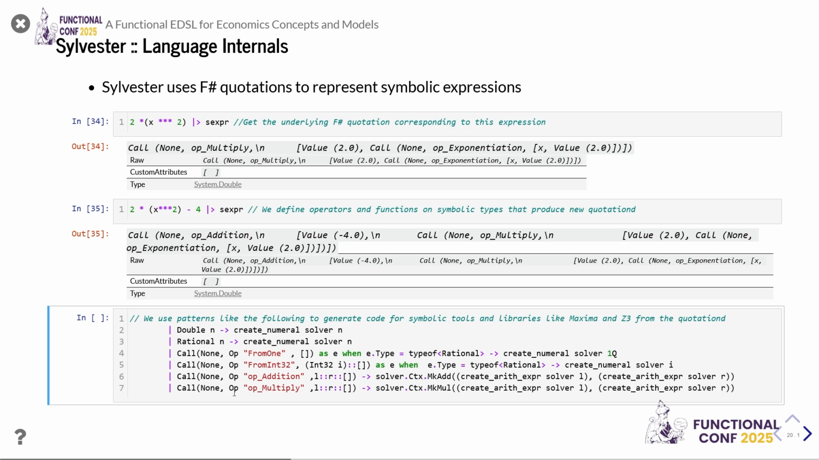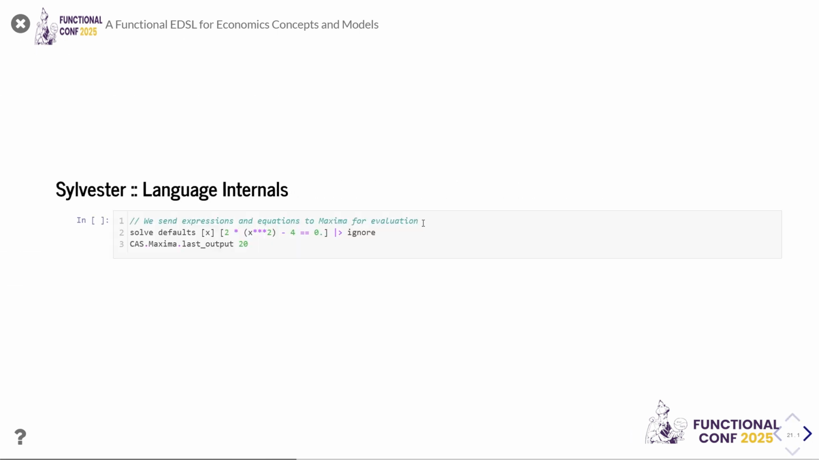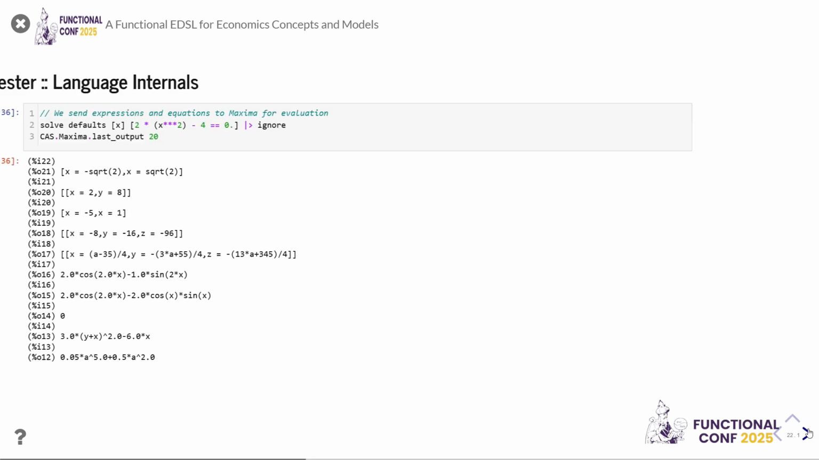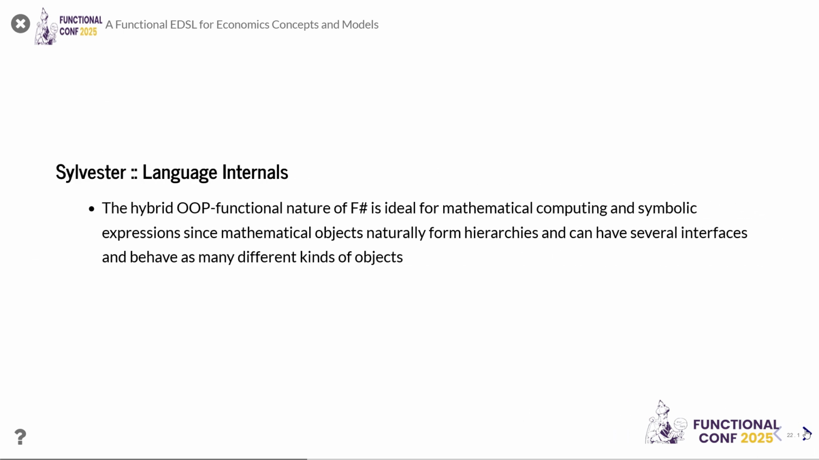And then we can take these expressions, and we can generate code for tools like Maxima and Z3. So for instance, if we're solving an equation system, we can look at the Maxima output. We translate the equation system from the quotation to the Maxima language, and here's the Maxima output as we interact with Maxima. So this is an example of how Sylvester interacts with these different tools.